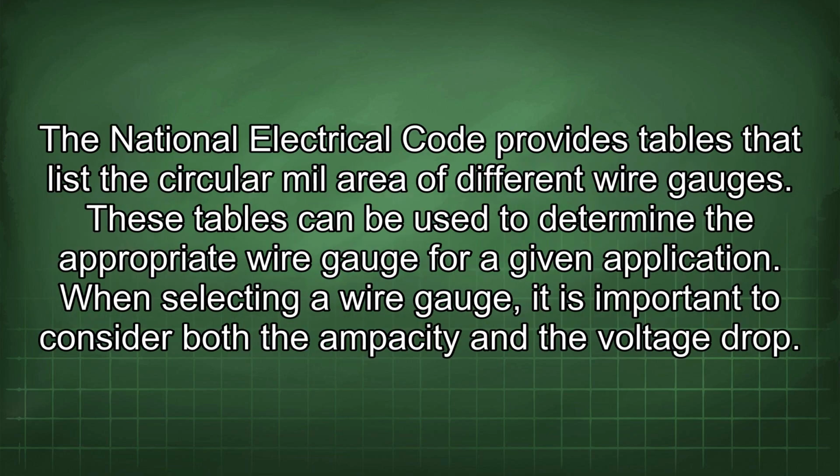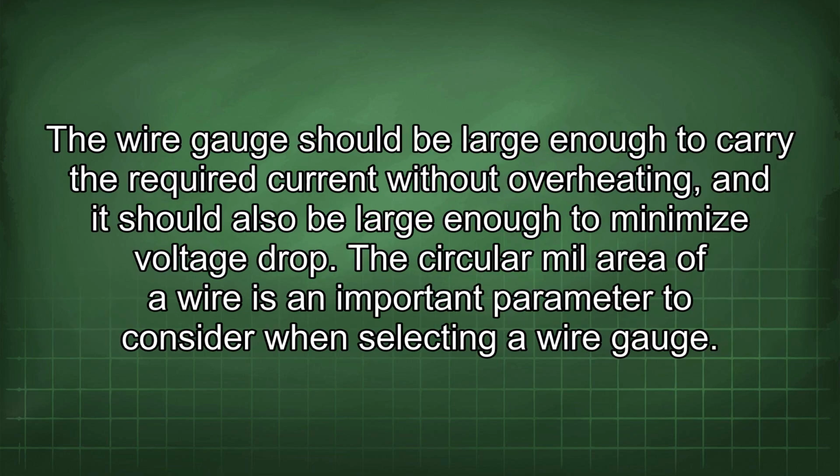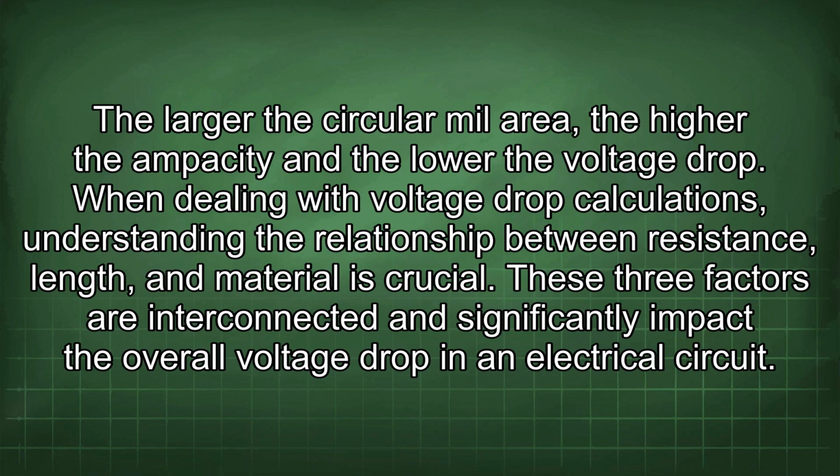The National Electrical Code provides tables that list the circular mil area of different wire gauges. These tables can be used to determine the appropriate wire gauge for a given application. When selecting a wire gauge, it is important to consider both the ampacity and the voltage drop. The wire gauge should be large enough to carry the required current without overheating, and it should also be large enough to minimize voltage drop. The circular mil area of a wire is an important parameter to consider when selecting a wire gauge. The larger the circular mil area, the higher the ampacity and the lower the voltage drop.